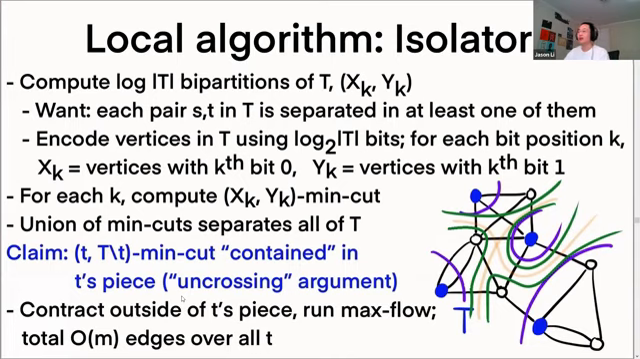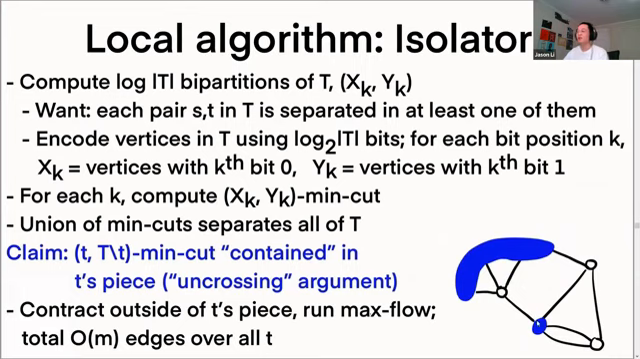Finally, this is nice because for each vertex t, we contract everything outside of t's piece into a single, let's say gigantic blue vertex, and run s-t max flow where s is the vertex t and t is this giant blue vertex. The key observation is that the sum of the sizes of all the max flow instances over all t is O of m. That's because every edge in the graph can belong to at most two components.